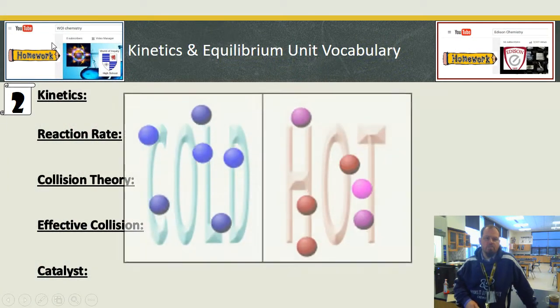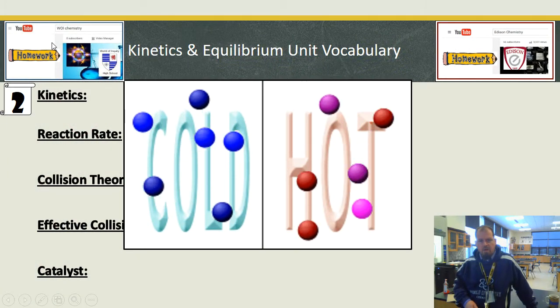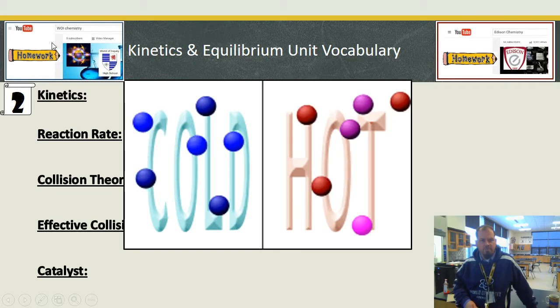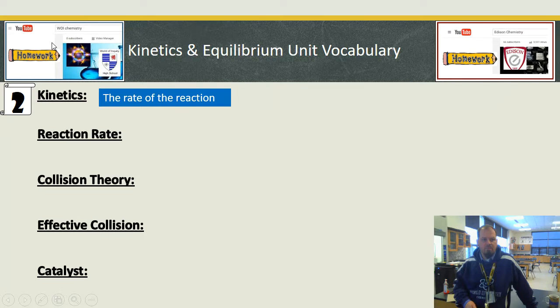So first, kinetics. What is kinetics? Kinetics is the study of how fast. So you see the particles are moving around? The rate of reaction. The rate. You know a little bit about rate. It's like distance versus time is rate. In this case, it's how much is reacted versus time. So the rate of the reaction is what we call kinetics.